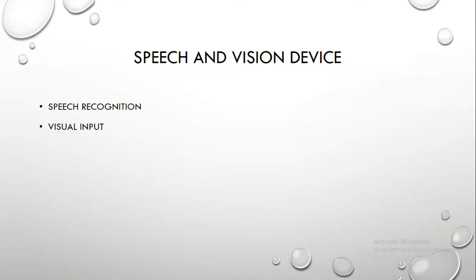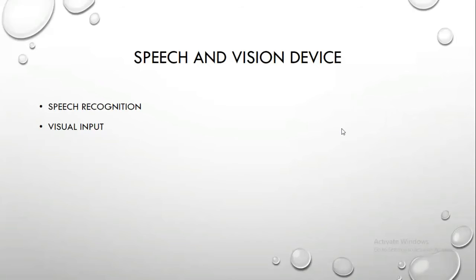Then there are visual input devices. This type of device is used for generating artificial visual. For example, if we want a robot to do a particular task like mining or surgery, at that time a camera is used in that robot and it provides visual input to that robot.